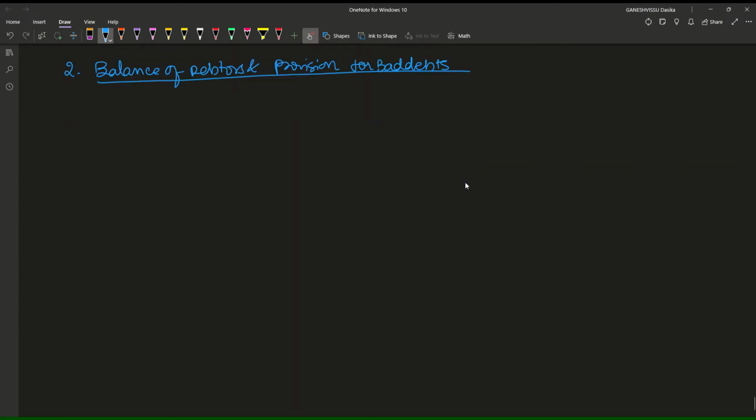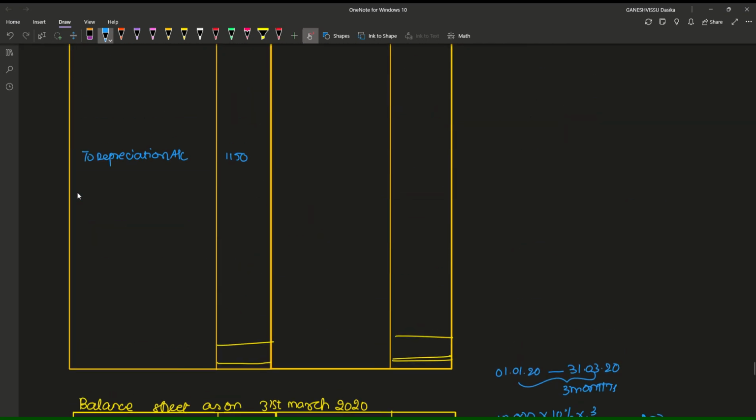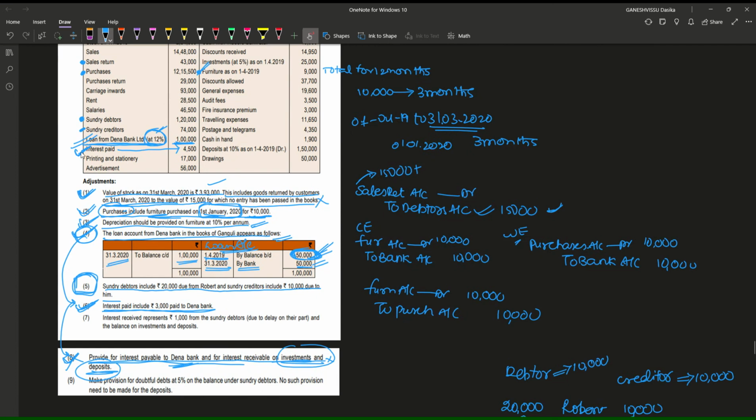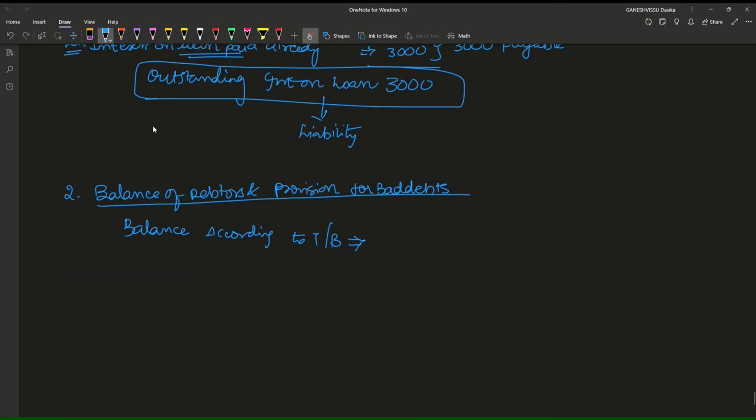Balance of debtors and provision for bad debts. Let us see. Balance according to trial balance we need to see. We have completed this adjustment and are considering creditors also. Sundry debtors is 1,20,000. Let me write it more clearly, nicely, so that there will not be any confusion.